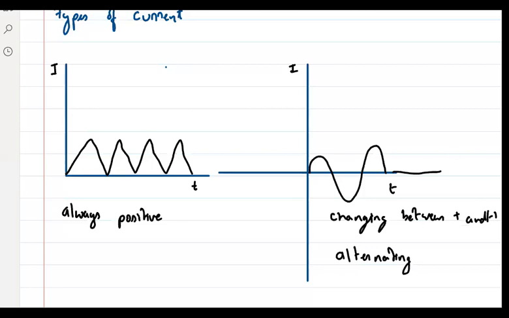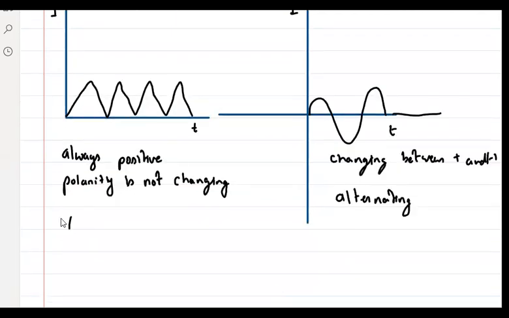Okay, got it. Now, depending on the change in polarity, I can say here polarity is not changing, and here polarity is changing. Yes or no? That's why this type of current is called direct current. And here it is called alternating current. Got it? Yes or no?